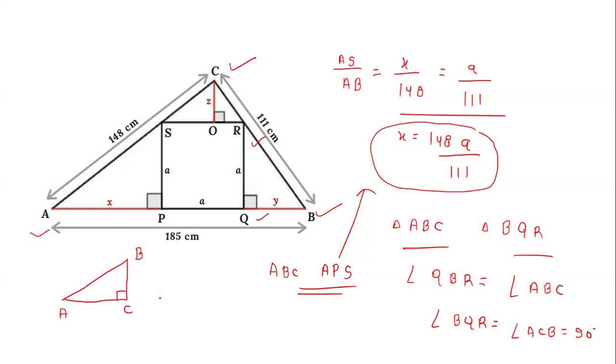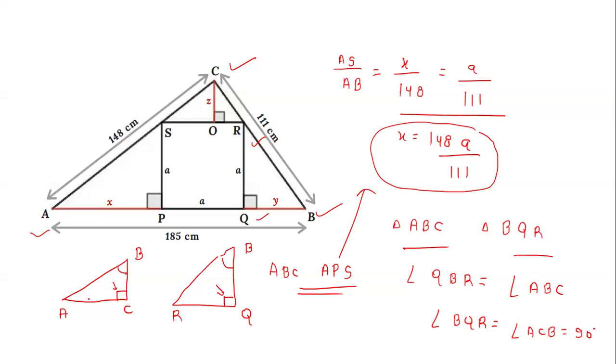So here at the point C it is 90 degree angle, and another triangle is BQR. This is B, this is Q, this is R. So at the point Q, here it is 90 degree. Now you see this angle B is common in both of them. This angle is 90 degree.